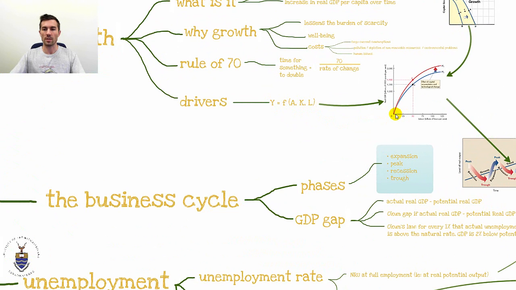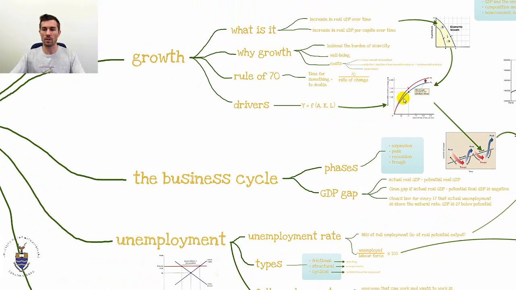So we can also represent output according to a production function, and growth is then obviously the outward shift of this production function. This is more macroeconomics. Looks similar to what we've seen before, except this is an economy-wide scale. We'll talk more about it when we look at the supply side of the economy.